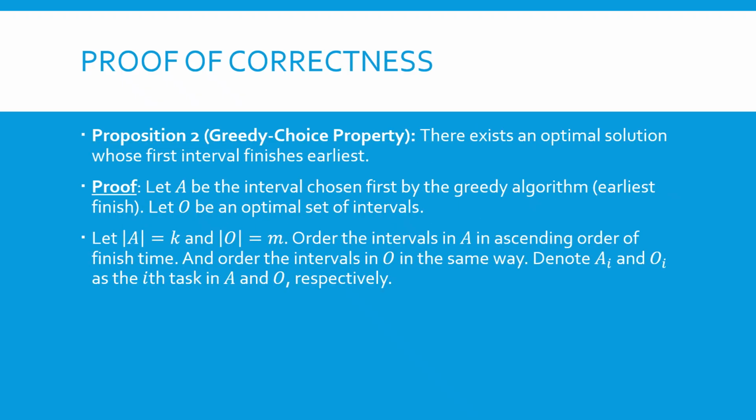Second, we show that the greedy algorithm maximizes the number of accepted jobs. We compare the job set A produced by the greedy algorithm with a hypothetical optimal set O. Let A contain K jobs and O contain M jobs. We can sort the jobs in O in ascending order of their finish times. In this case, we write A_i for the ith job in A and O_i for the ith job in O.